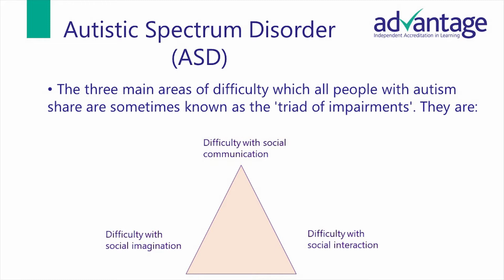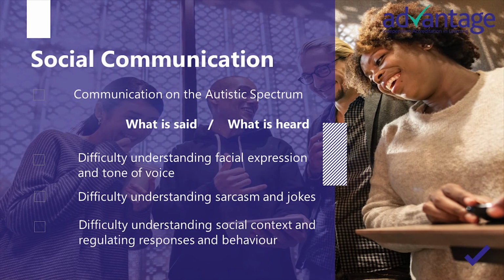What do we mean by that? Quite simply, there are three main areas of difficulty which all people with autism share. These are sometimes known as the Triad of Impairments. They are: 1. Difficulty with social communication. 2. Difficulty with social interaction. And 3. Difficulty with social imagination. Let's have a look first at social communication.